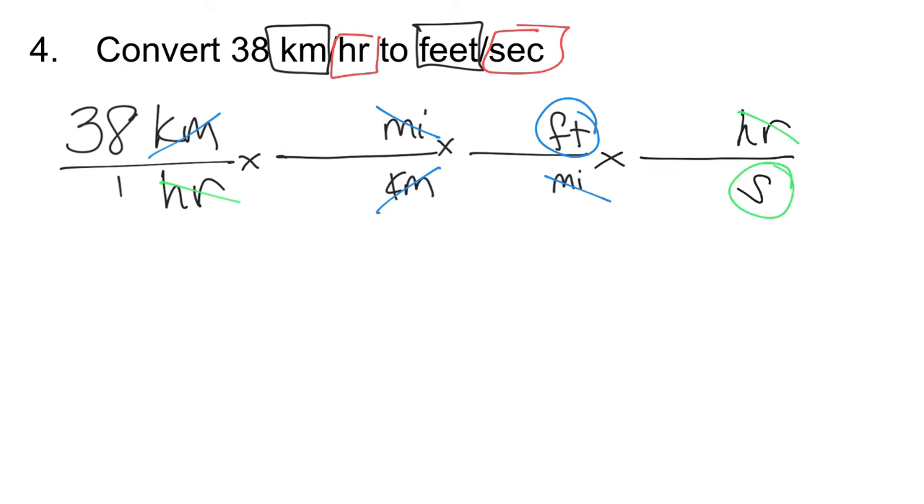Okay? So 1.61 kilometers is 1 mile. 5,280 feet is 1 mile. And 3,600 seconds is 1 hour. So here we better use our parentheses, right? When we put this in our calculator, 38 times 5280 divided by, make sure to put your parentheses.